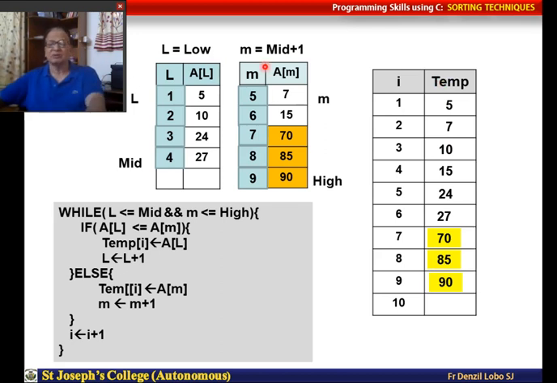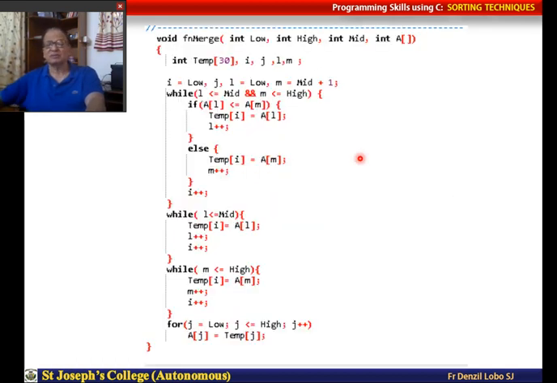So as long as L is less than or equal to mid or M is less than or equal to high, you go on doing it as you have done here. Then once one of them is over, you just insert what is left either in this half or this half, depending on which half contains more numbers. So let us go through the whole merge function.